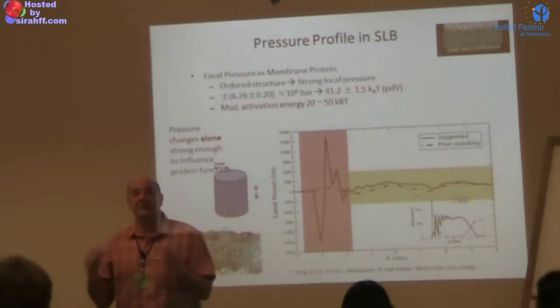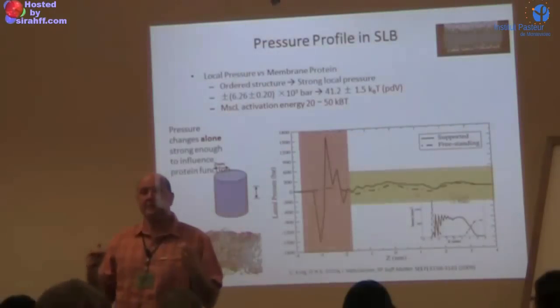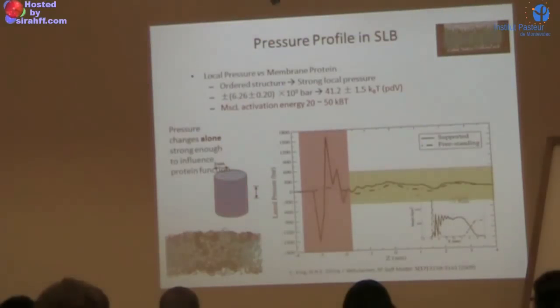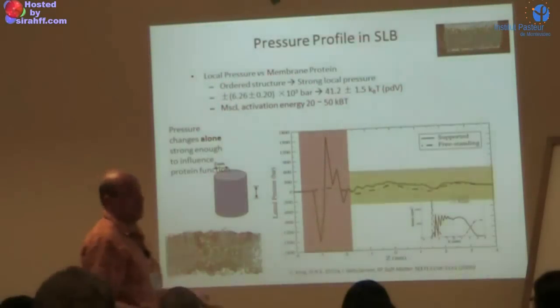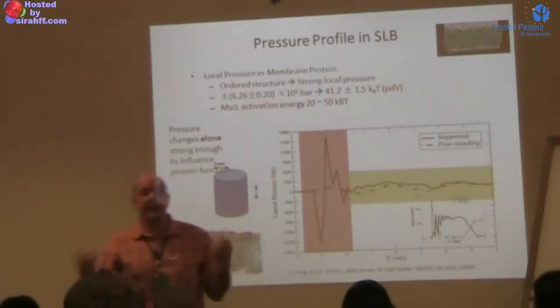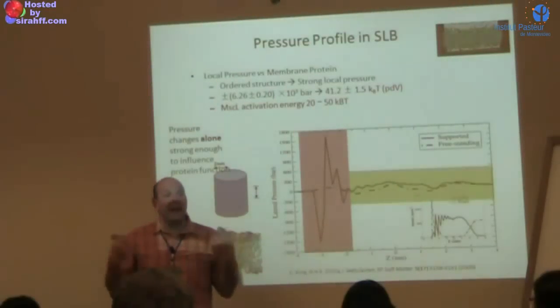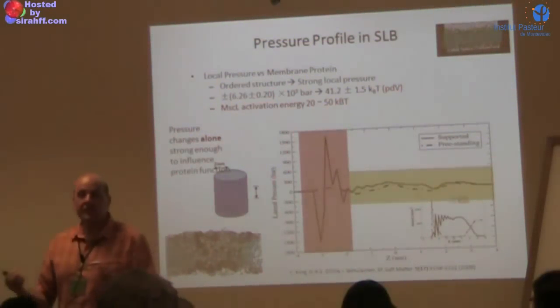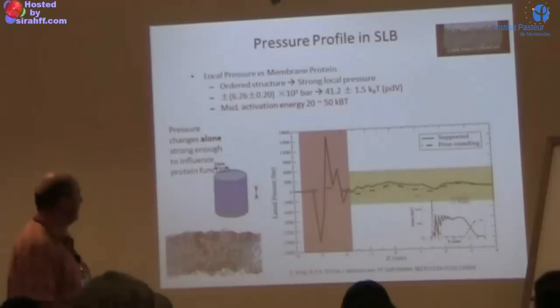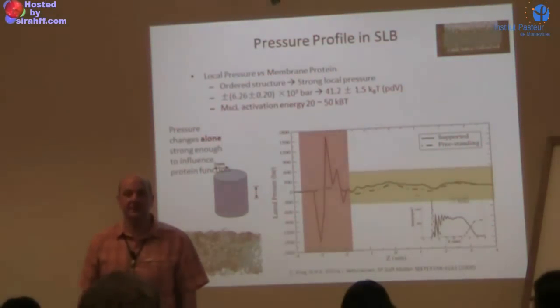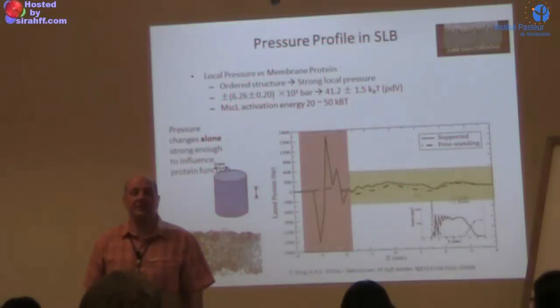We integrated this over a typical volume a transmembrane protein has in the system. So integral PdV is an energy. That is the energy the protein kind of experiences. That is the energy difference, and that energy difference is on the order, interestingly, of about 40 kT. Why is that significant? Because 40 kT is about the activation energy of the mechanosensitive channel.